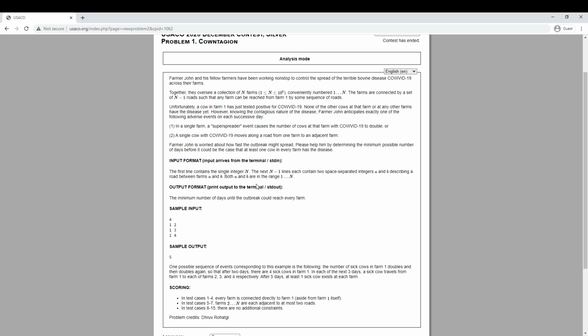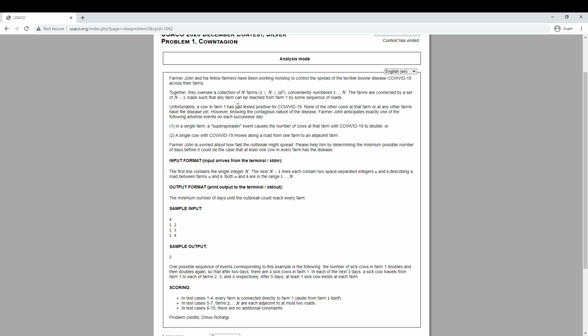I see. So either you can move along an edge to an adjacent farm, or you can double the number of infections at this one. Okay, and it is a tree. And n minus 1 edges. Okay, so if you have n connected things connected by n minus 1 edges, that's a tree, right?